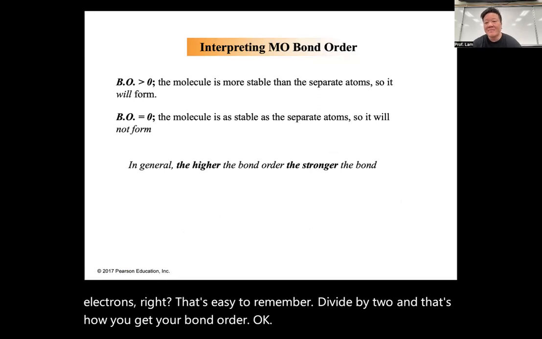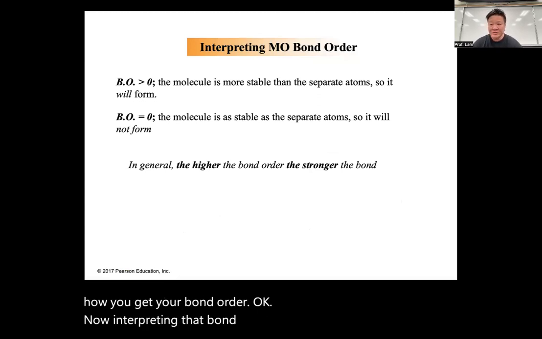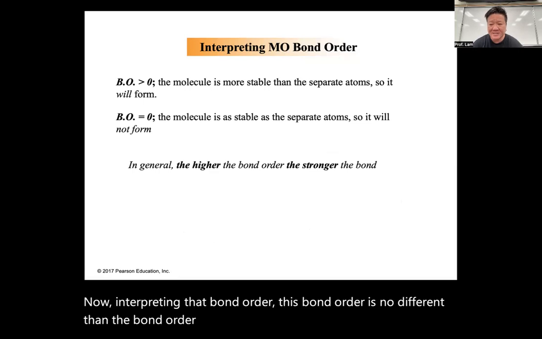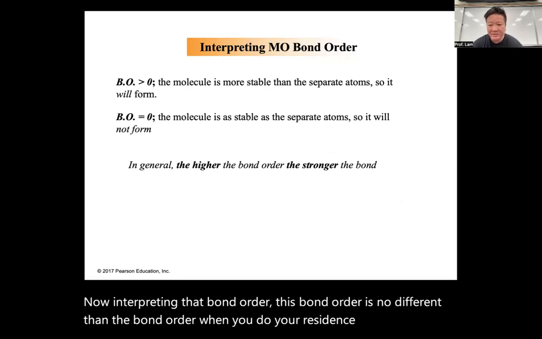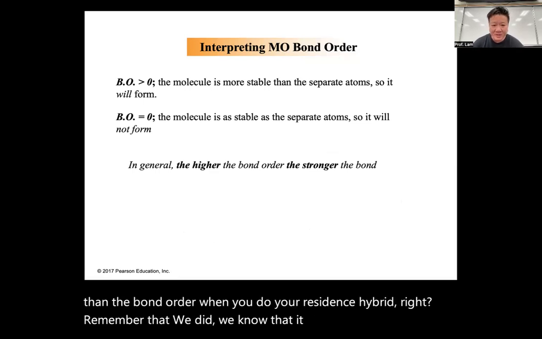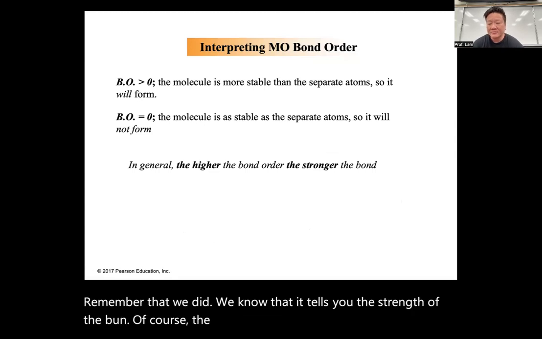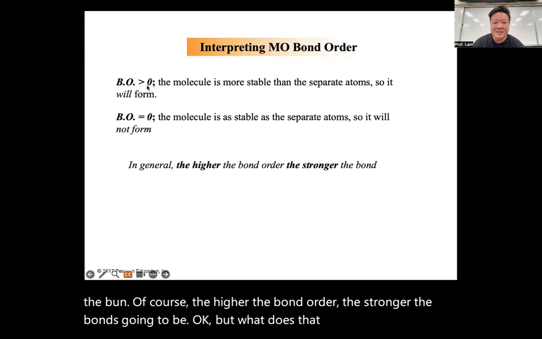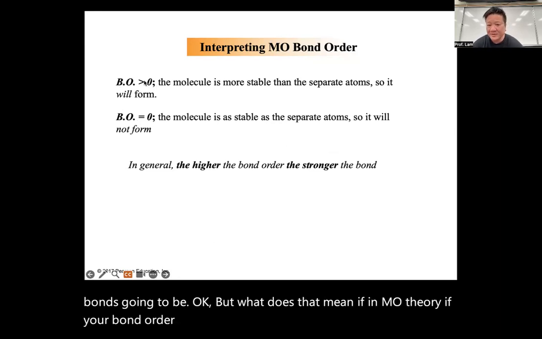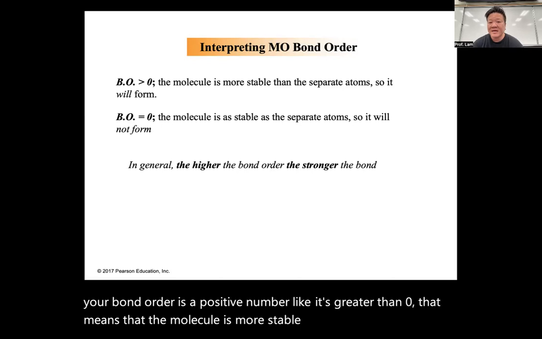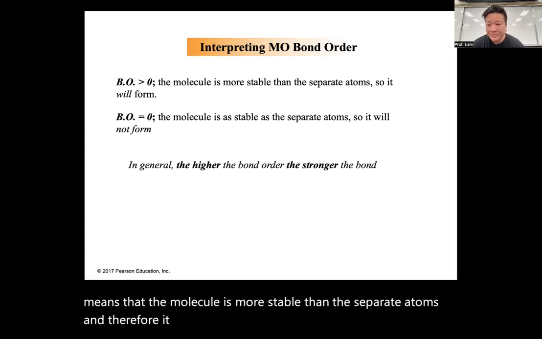Now, interpreting that bond order, this bond order is no different than the bond order when you do your resonance hybrid, right? Remember that, we know that. It tells you the strength of the bond. Of course, the higher the bond order, the stronger the bond is going to be, okay? But what does it mean in MO theory if your bond order is a positive number, greater than 0? That means that the molecule is more stable than the separate atoms, and therefore it will form, right?